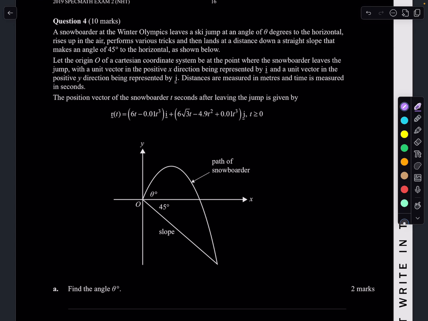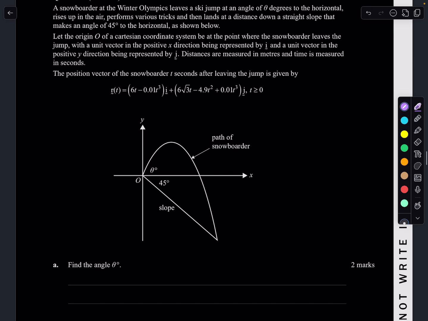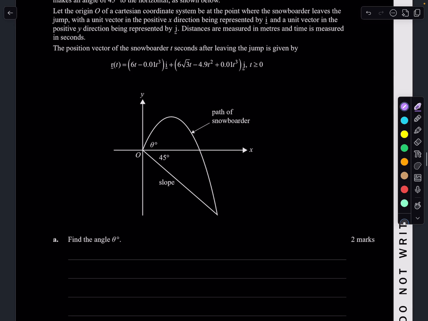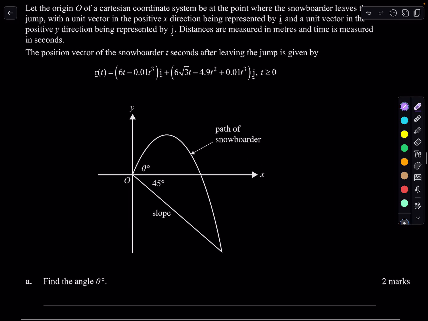The position vector of the snowboarder t seconds after leaving the jump is given by this. Beautiful. Find the angle theta. So basically this r(t) function gives you, if you sub in any value of t, like at 0 seconds, he should be starting here, where he was initially.